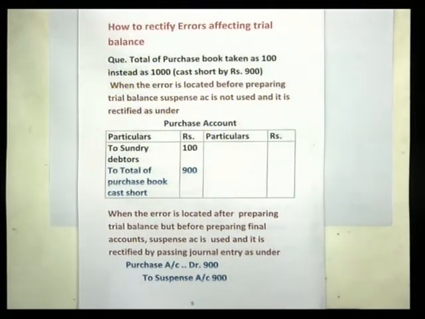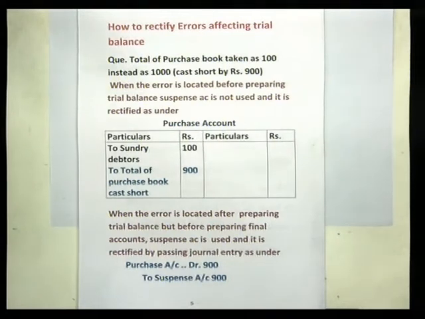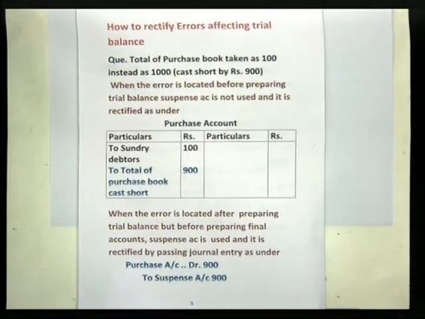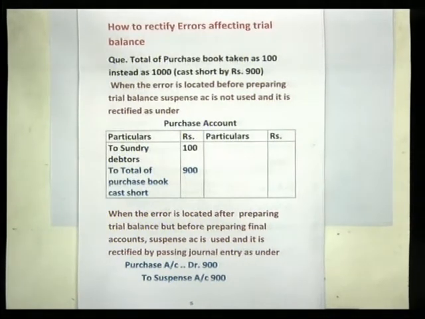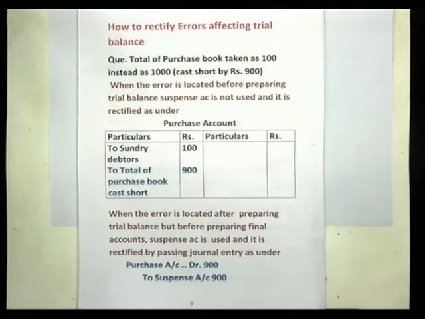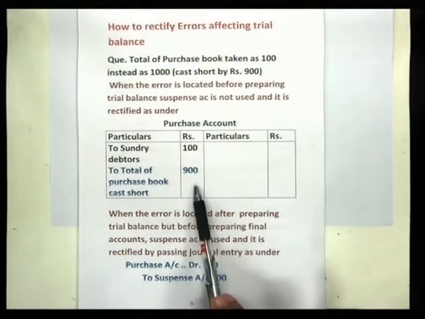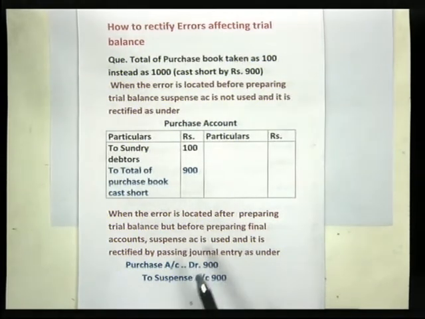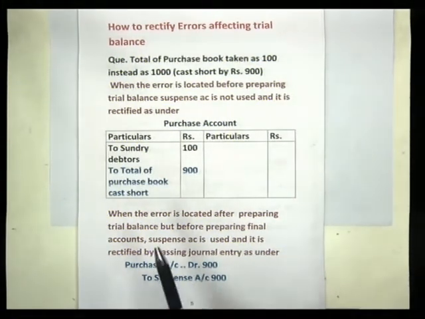Now if the same error is located after preparing the trial balance, but before preparing the final accounts, then the error can be rectified by using suspense account and passing a journal entry. So here the purchase account is debited less. So in the journal entry, you have to debit purchase account by rupees 900. There is no account to be credited because here the error is only one side.